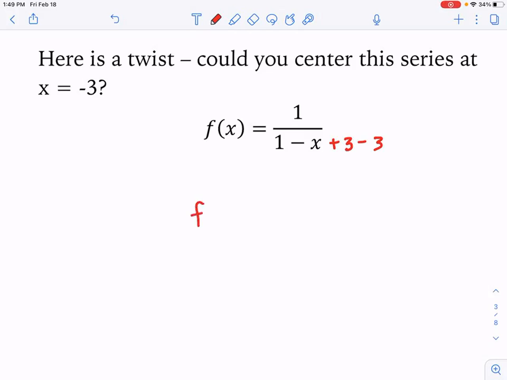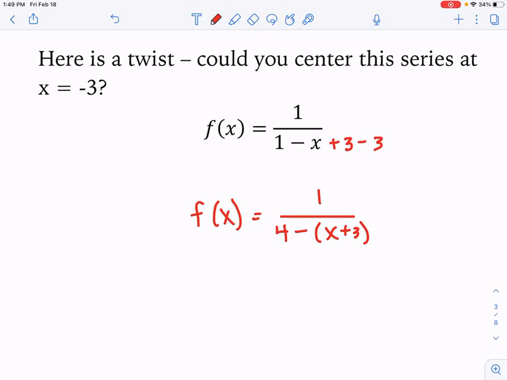So I'm going to write this as 1 over 4 minus the quantity x plus 3. That changes the value of the function. We don't want to change the function. So by multiplying by 1 or adding 0, we change nothing except how it looks.